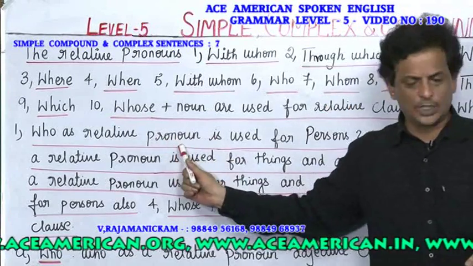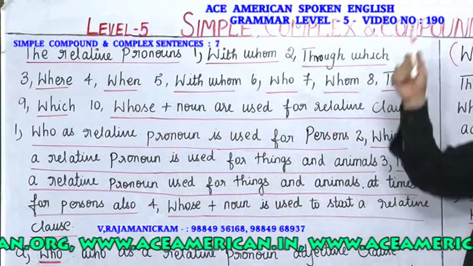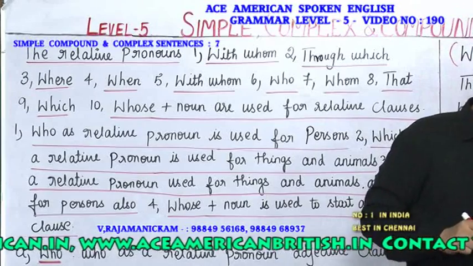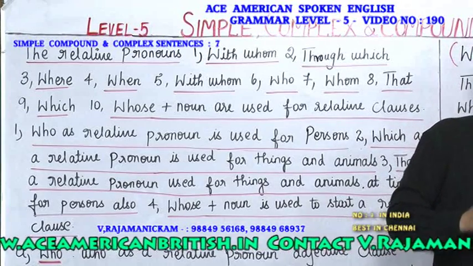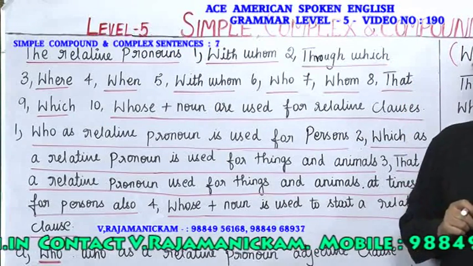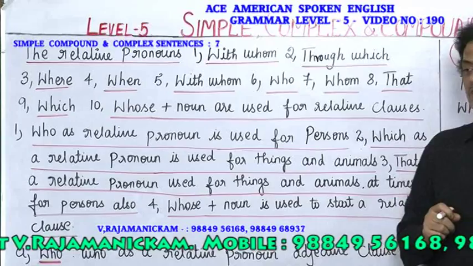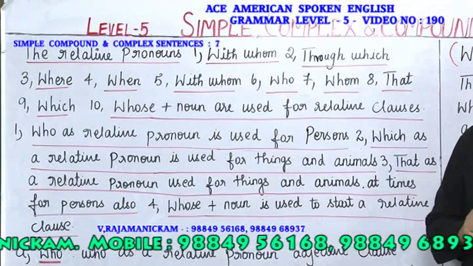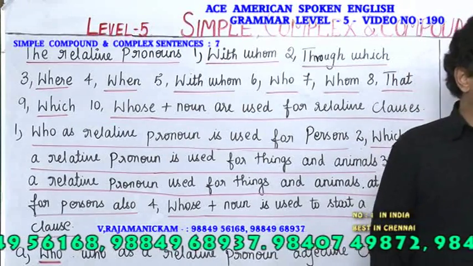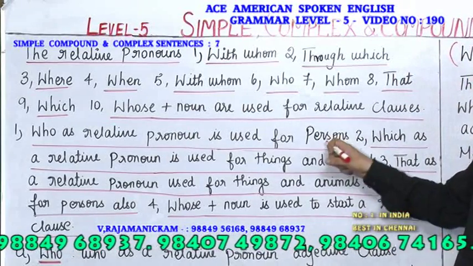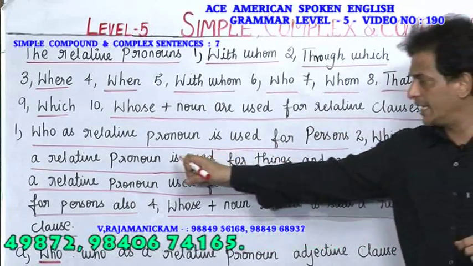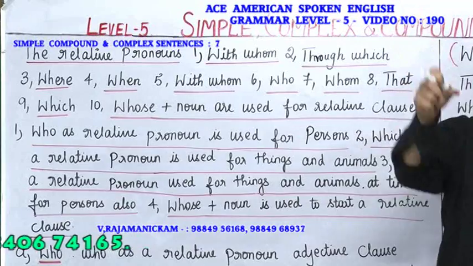Who as a relative pronoun is used for persons. The girl who spoke in the stage is my friend, right? You are writing the girl who speaks in the stage is my friend. The who stands for what? Person, the girl. So it is called relative pronoun. It is related with the girl. Which as a relative pronoun is used for things, right?